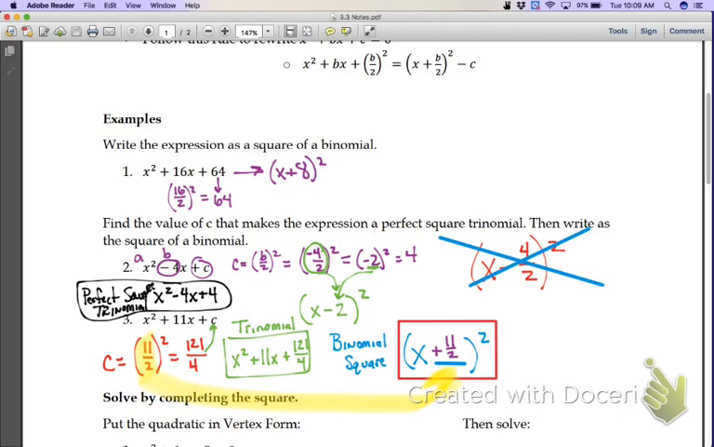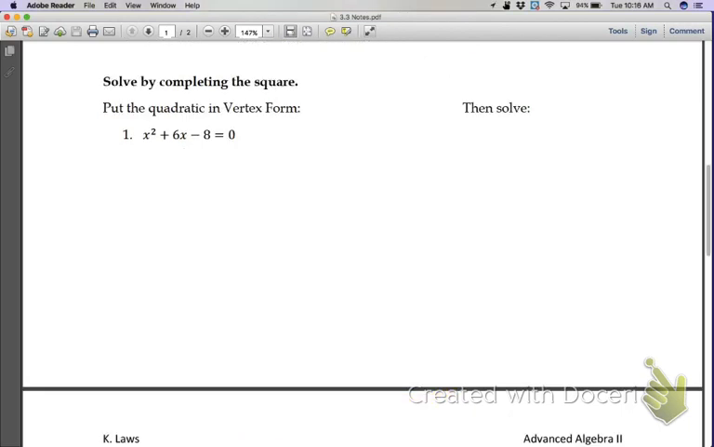Questions there? So now when we actually solve it, we're not going to worry about putting it in vertex form until we start to graph it. So we don't have to worry about it. So just take that out of your mind.